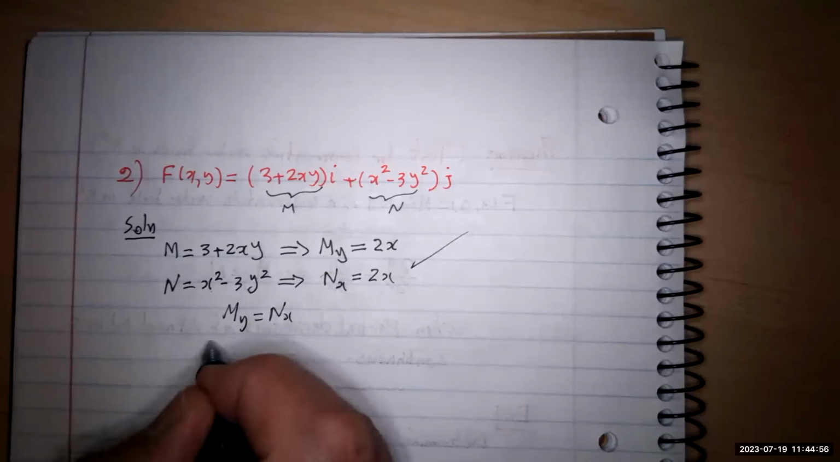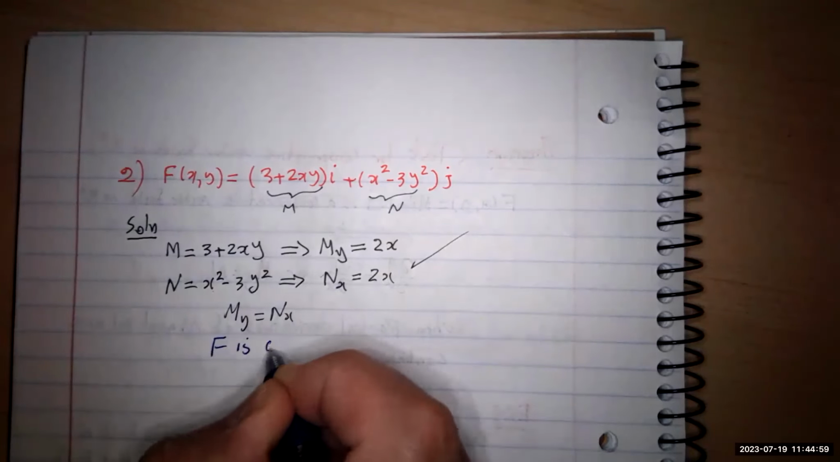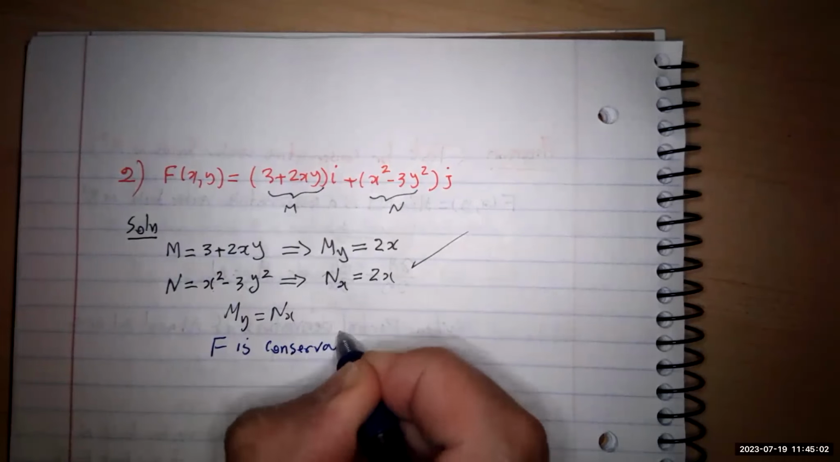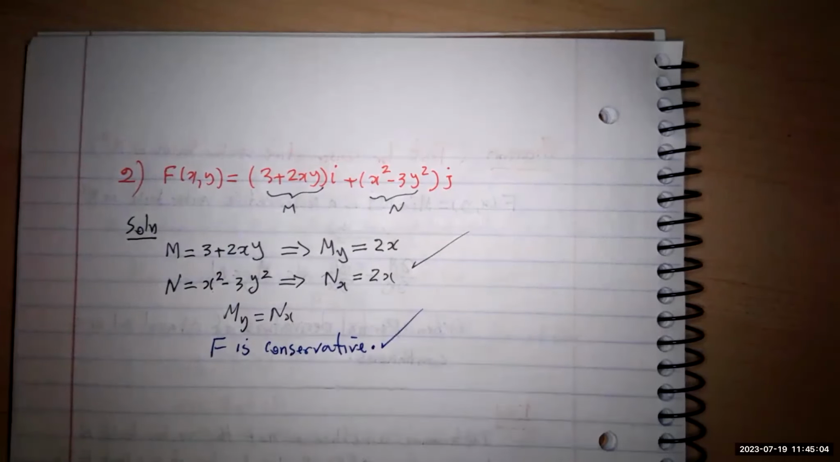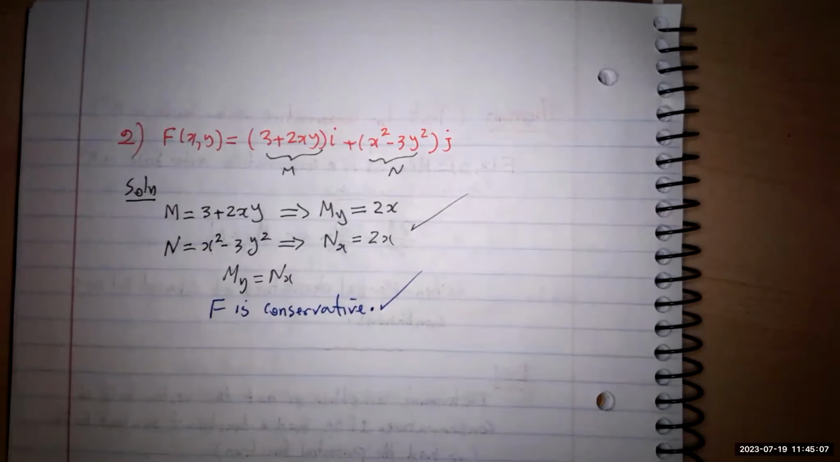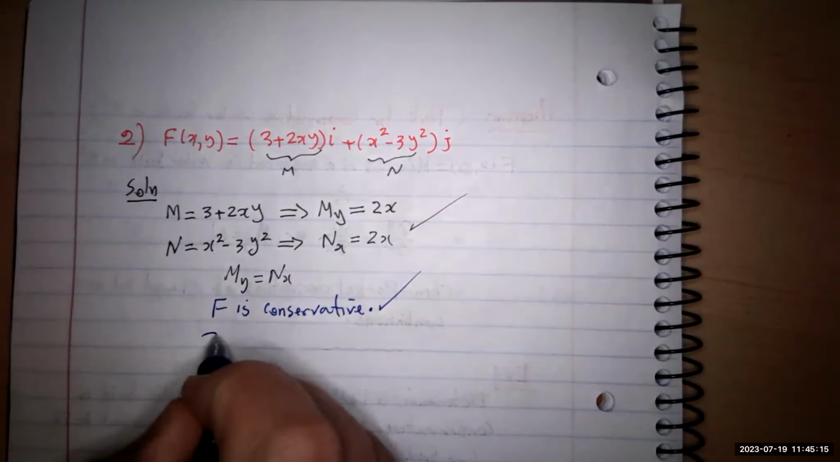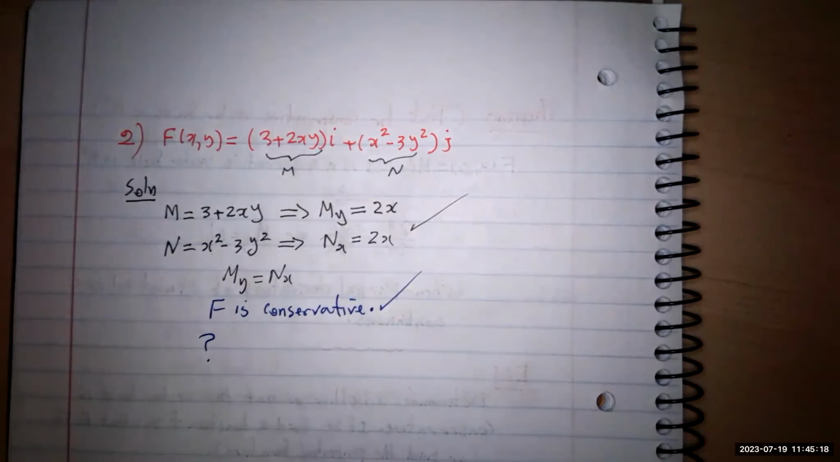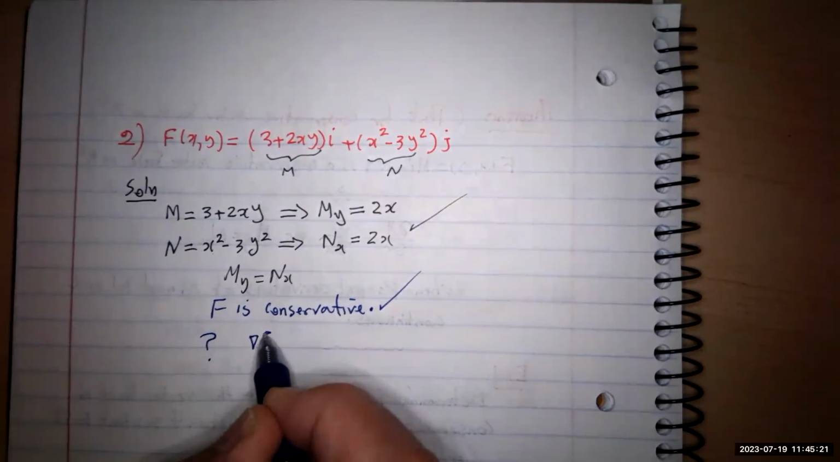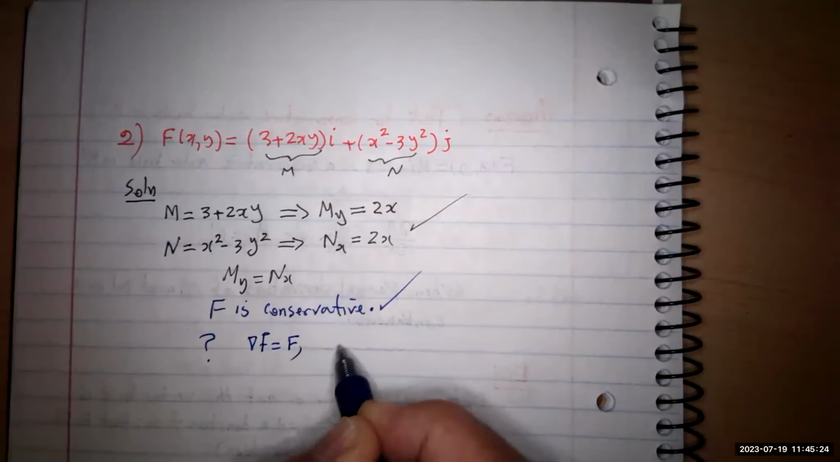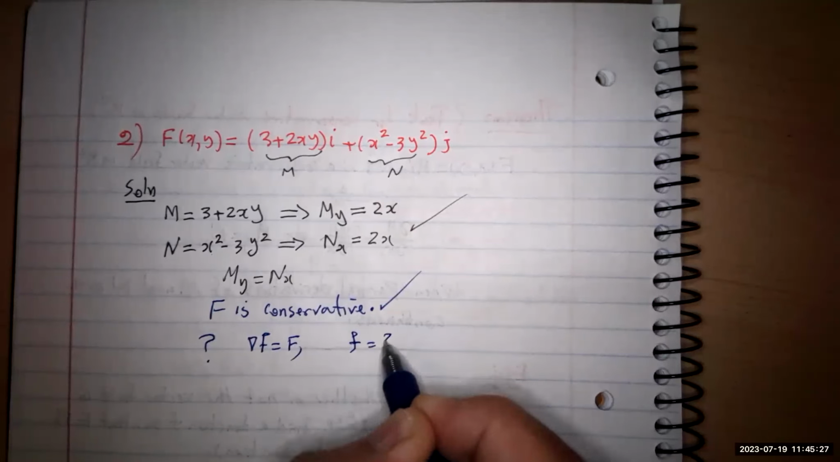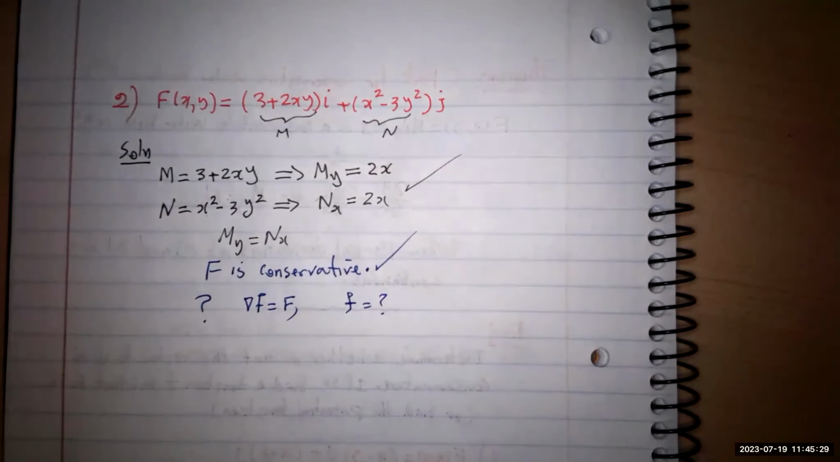So F is conservative. Since it's conservative, now you have to find the potential function. Remember, you have to find a function which satisfies this condition: the gradient of the function must be equal to your F. And this f is missing. You form the equation and use this information to get it.